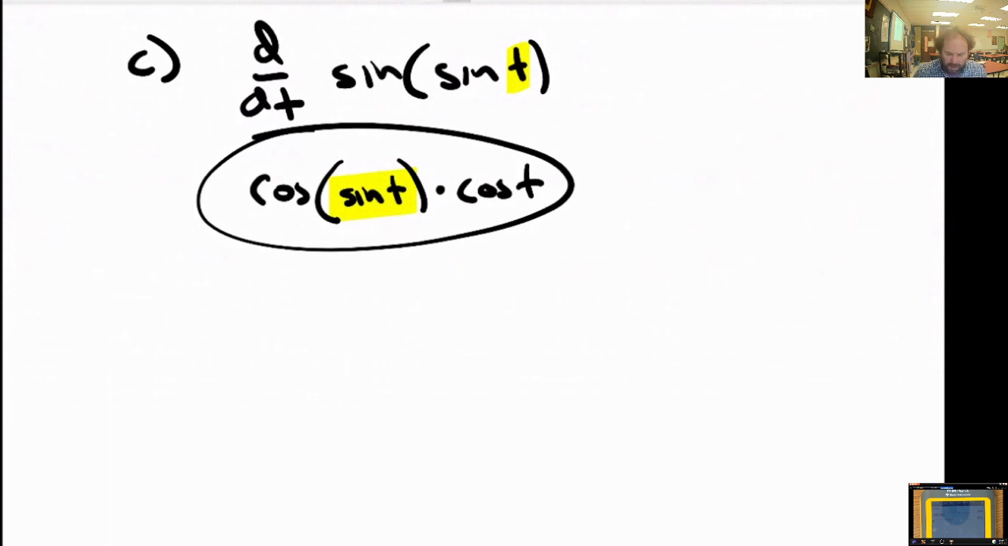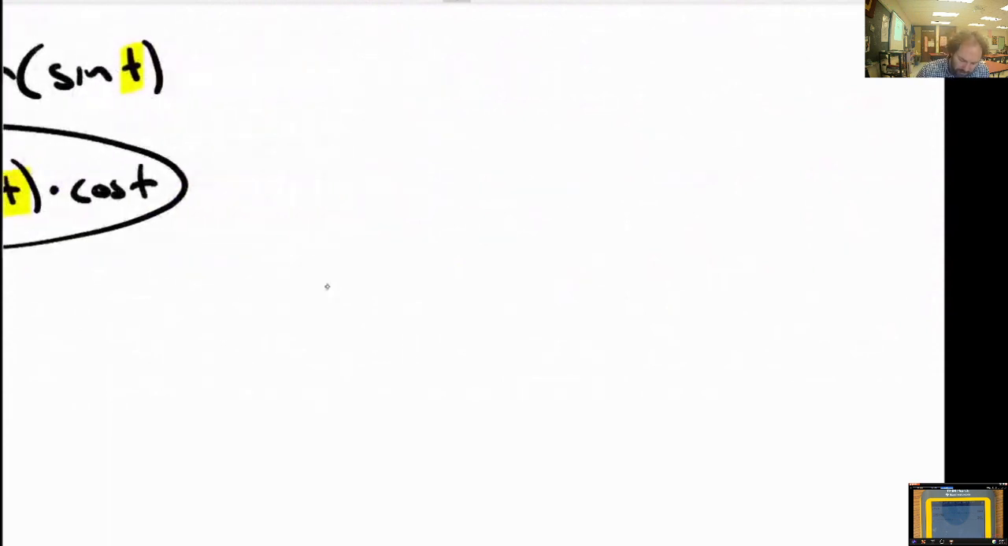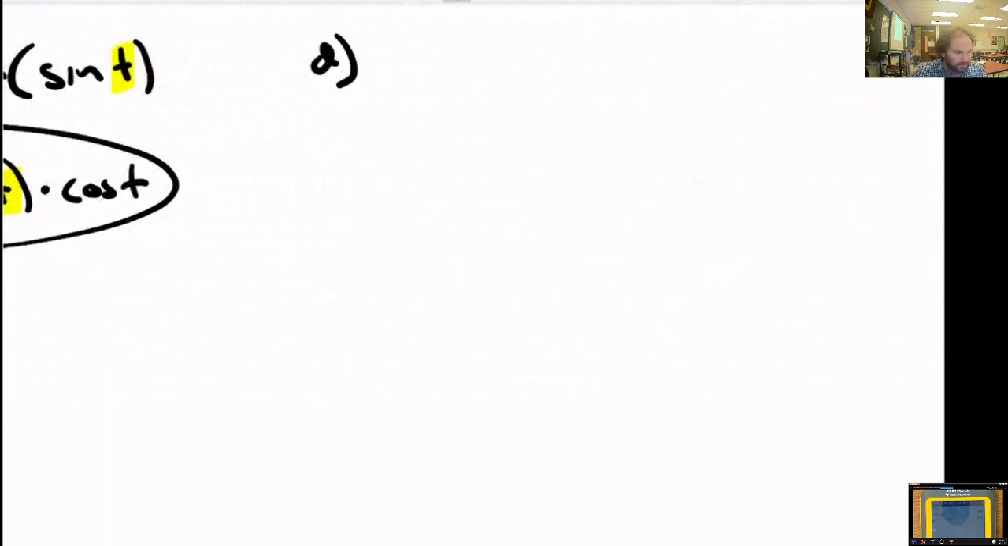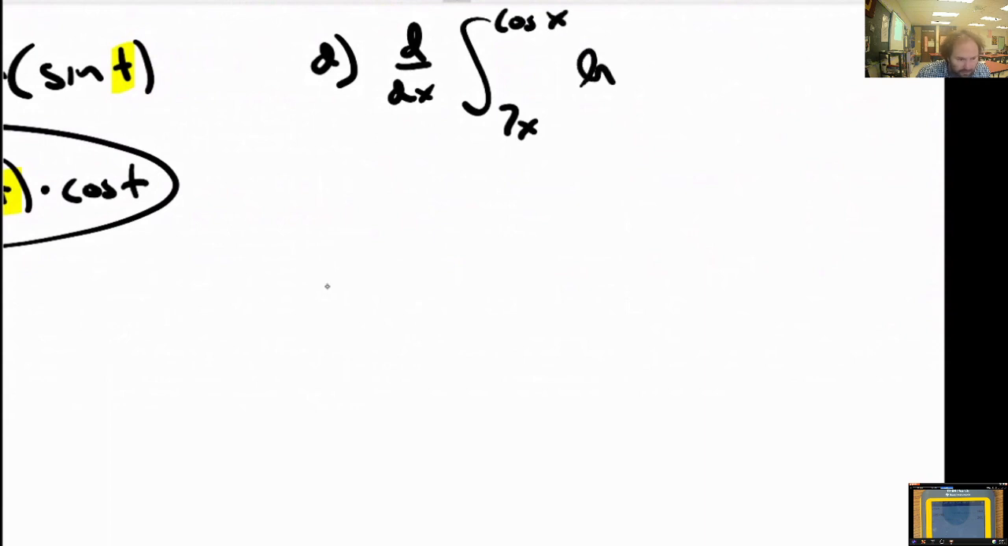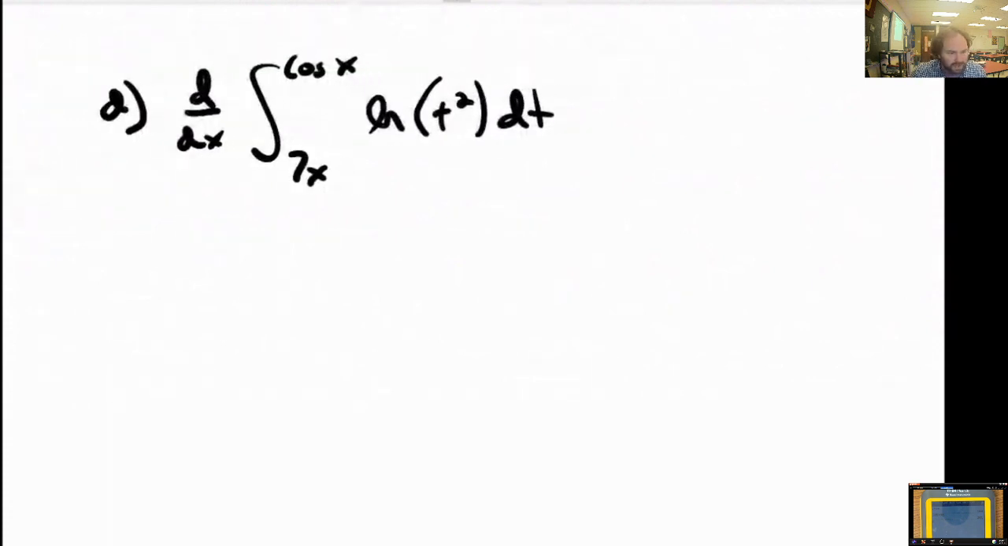Okay, good. And our final problem here, question D, is, again, going to look complicated, but actually it's really simple if you think about it, because it's the derivative of an integral. It's d dx of the integral of 7x times the cosine of x of the natural log of t squared dt. So all that's going to happen here is, the fundamental theorem of calculus says that the derivative and the integral are opposites of each other, so they're going to pretty much cancel out.